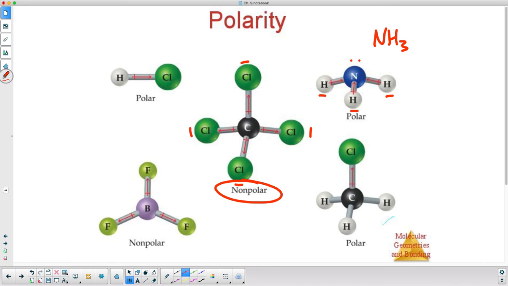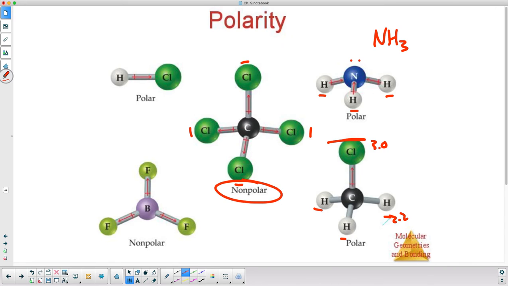Here we have another situation where it's polar, even though this is a tetrahedral, because we have chlorine here and hydrogen here. Obviously chlorine, with 3.0, is more electronegative than the 2.2 for the hydrogen, which means that it's pulling electrons closer to the chlorine. So that would be a polar molecule.